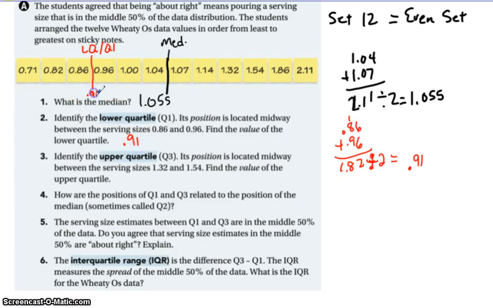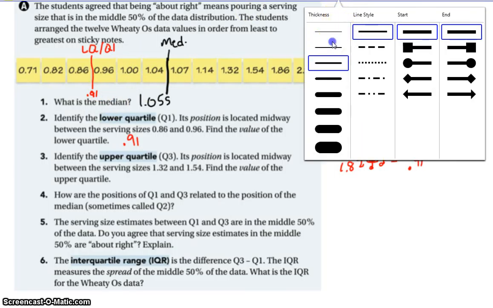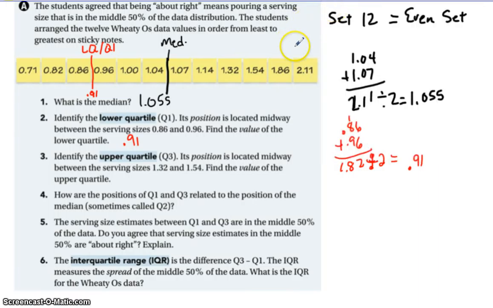All right, so now we have 2 groups over here. So we've effectively cut half of the information into half. And now we're going to find the upper quartile, or Q3. And it's found exactly the same way as the lower quartile, only instead of looking in the lower half of the information, we're going to look in this upper half. Okay, and so it tells us that the position is located midway between the serving sizes of 1.32 and 1.54. So that means that our median for the upper half is right here. So the median would be the upper quartile, or Q3.